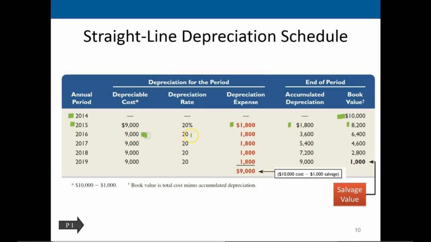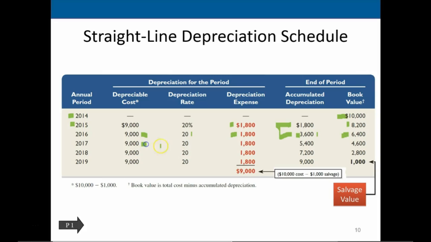still the 9,000, and once again, 20% is always the same, 1,800, and so now we have the accumulated depreciation, which is this number plus this number, and now we're taking the 10,000 minus the 3,600, which brings us to the 6,400. Sorry, this is the total accumulated depreciation. So it's the original cost minus the 3,600 gives us the 6,400, and then we keep going down with this.